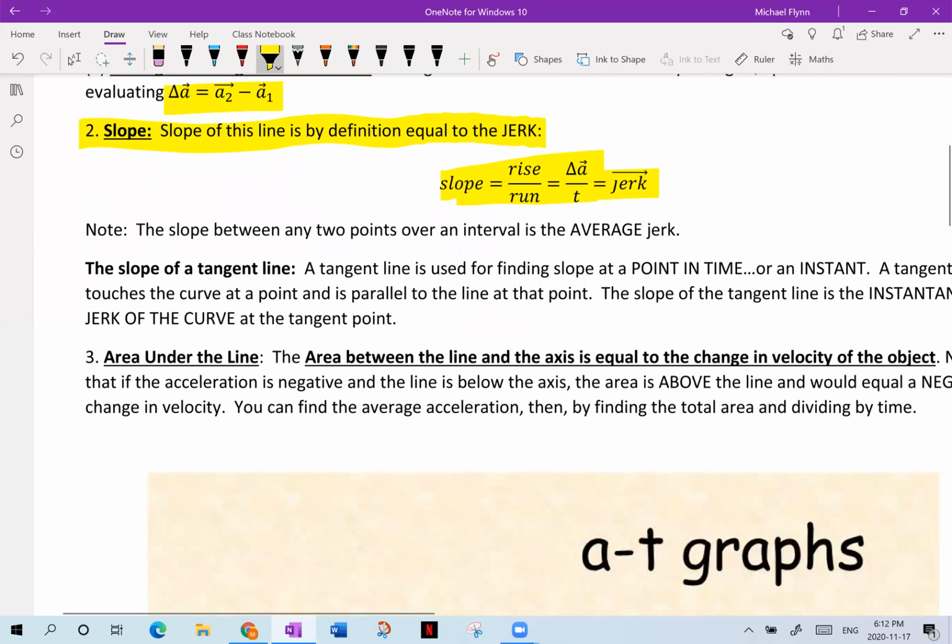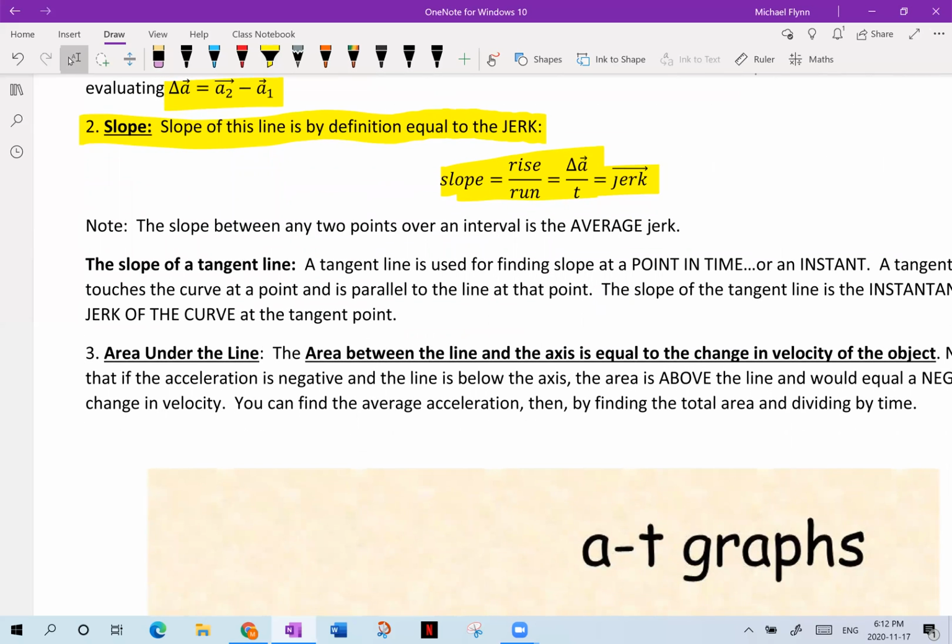Okay? But we're never going to go there. So we're going to stop here at the acceleration time graph, and really that's enough. I never did anything like that. We never looked at jerk in university even, and you don't need it. It's really not necessary.